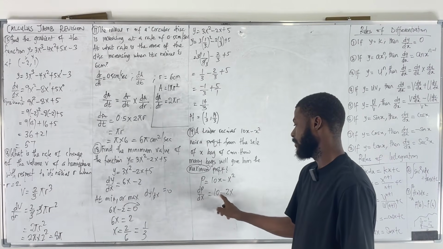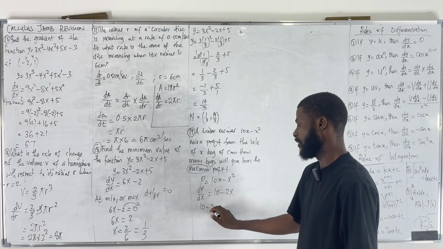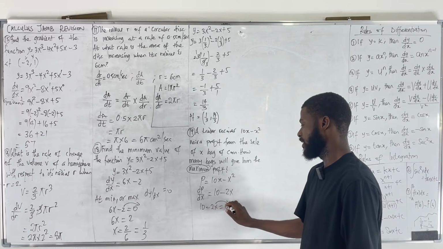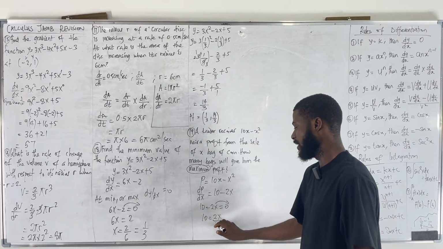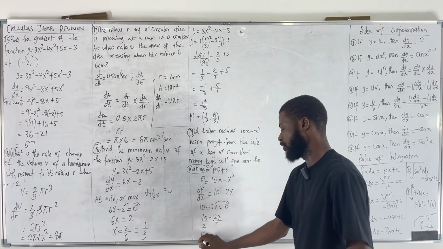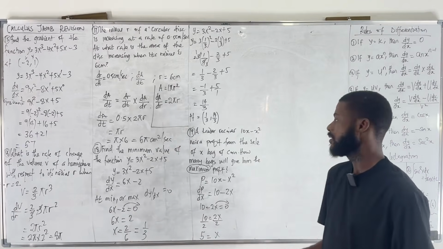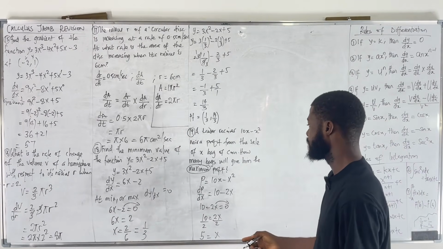So this guy here must be 0. So 10 minus 2x must be 0. Take your minus 2x to the other side. This will be 10 equal to 2x. Then divide both sides by 2. This will be 5 equal to what? x. So this is what we're going to be having.